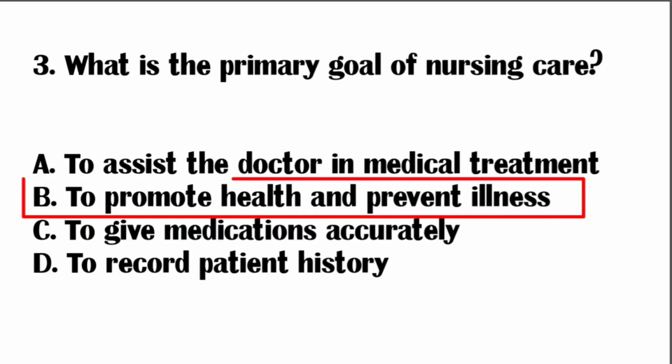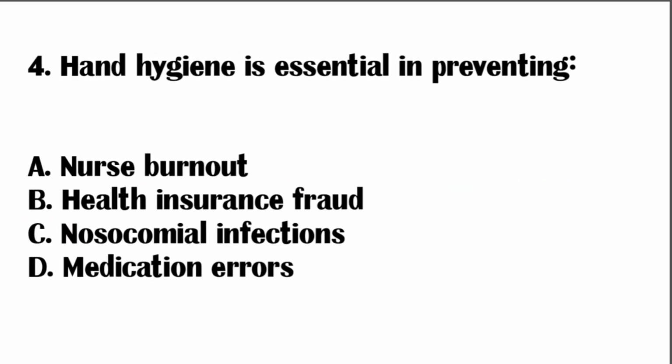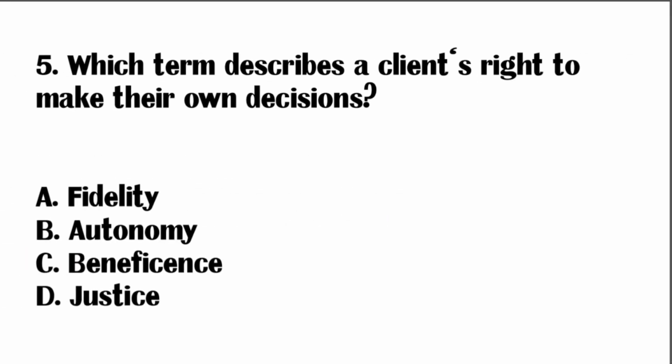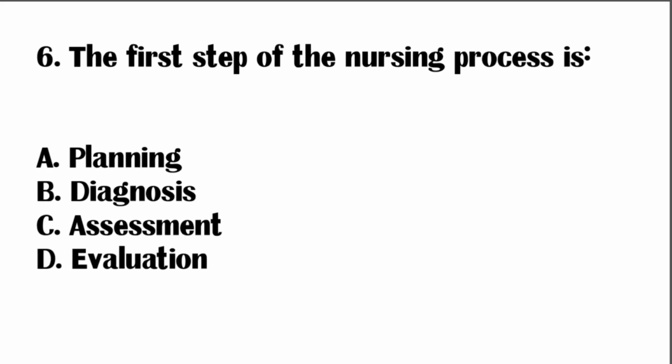Correct answer: to promote health and prevent illness. Next question: hand hygiene is essential in preventing. Correct answer: nosocomial infection. Next question: which term describes a client's right to make their own decision? Correct answer: autonomy. Next question: the first step of the nursing process is.